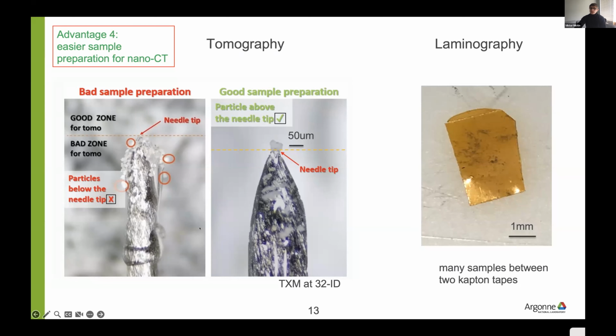If we implement the laminography technique for nano-CT, we can put our samples on Kapton tape that could be like 1 millimeter by 1 millimeter in size. We can put our samples like a powder on this tape and then scan different particles in different regions. So it's much easier sample preparation than mounting one particle on the tip of the pin. Okay, so these are a few advantages.